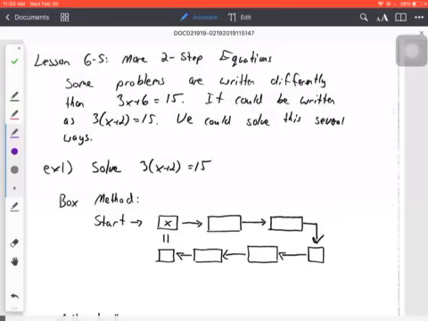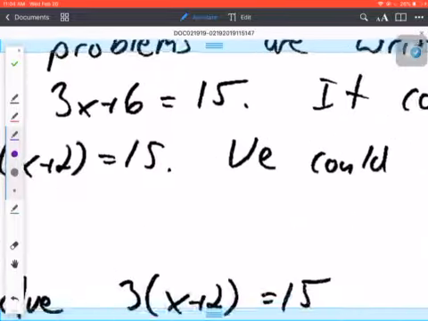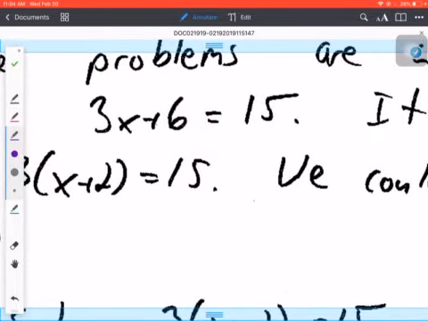Alright, so today we're going to be talking about Chapter 6, Lesson 5. This is all about more two-step equations. So we're still going to be solving two-step equations. The only difference is it's going to look slightly different. So some problems, again, are written differently than 3x plus 6 equals 15.